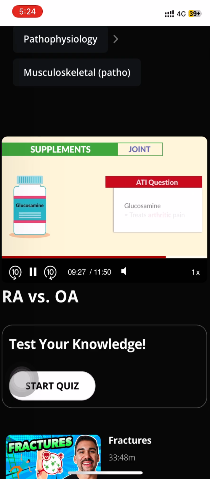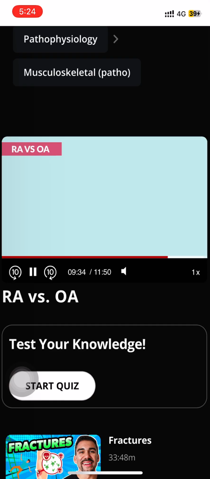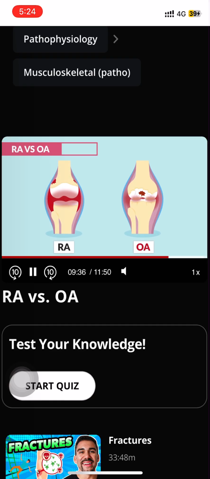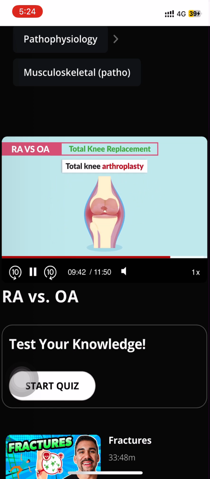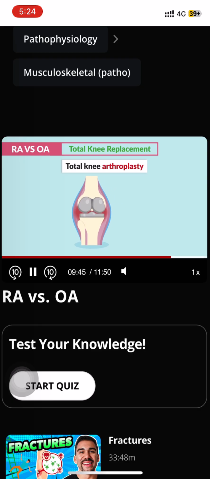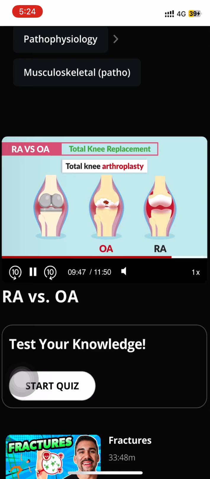Now, ATI touched on glucosamine as key term treatment for arthritic pain. Lastly, common surgical interventions for RA and OA is a total knee replacement, also called a total knee arthroplasty. It's a surgical procedure to replace the knee joints, commonly done for both OA and RA.